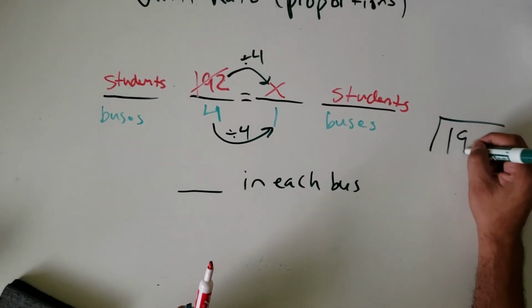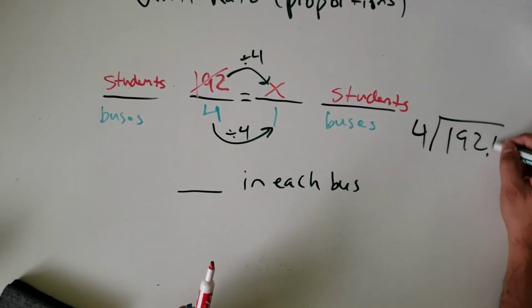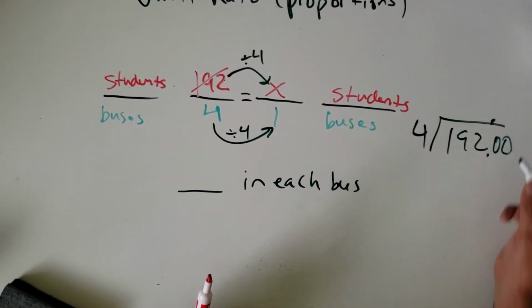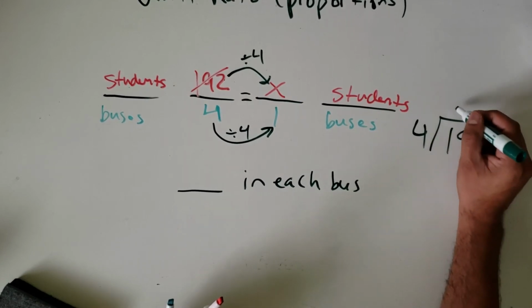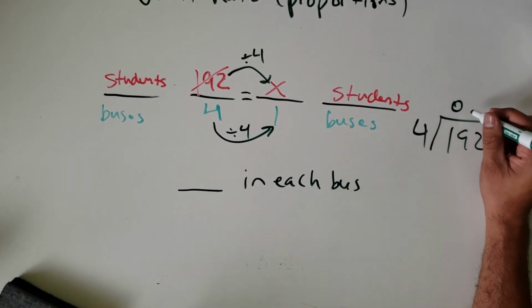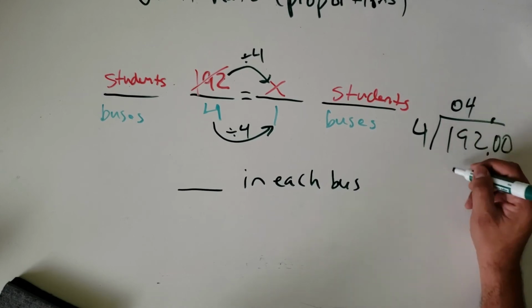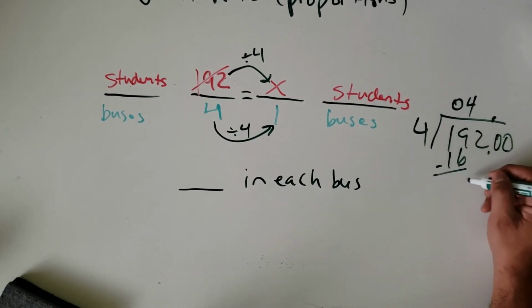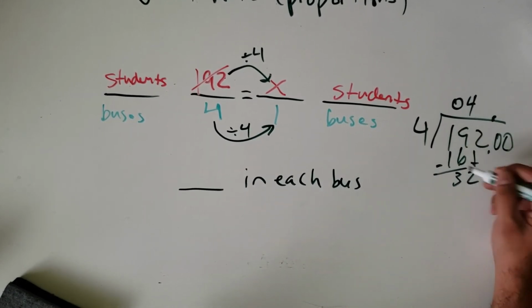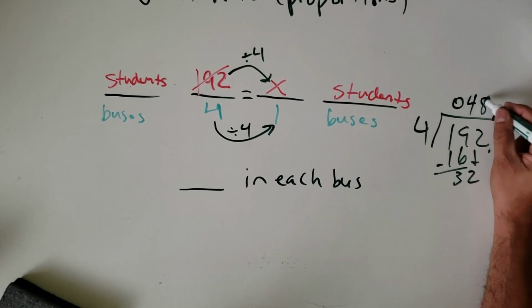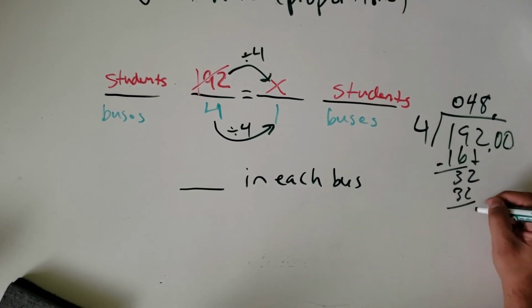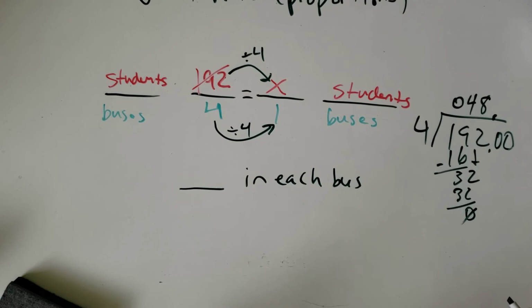So I'm going to set up right here, 192 and 4. I'm going to make this look like money in case I need that decimal, and I'm going to bring the decimal up. 4 goes into 1 0 times, and then 19 4 times. 4 times that is 16. Subtract that, you get a 3. Drop this, you get a 2. 4 goes into 32 8 times. 8 times 4 is 32. Subtract, you get a 0, and we're done.